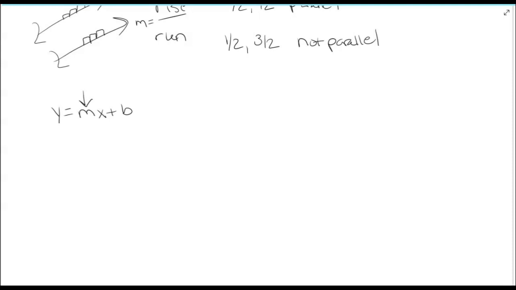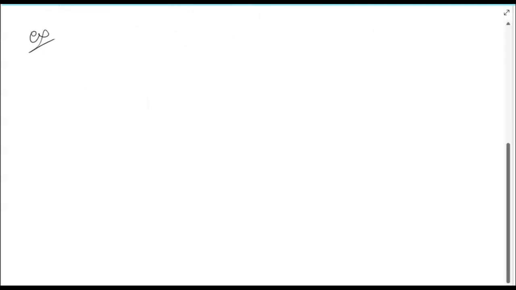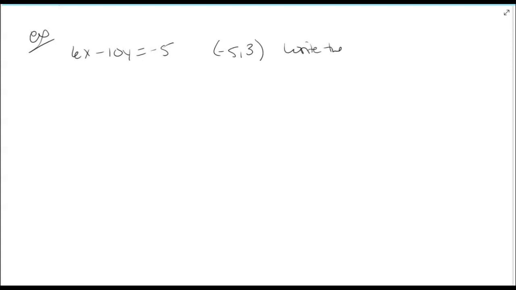All right, so we're going to put this all together for you when the directions are going to ask you to write an equation of the parallel line through a particular point given an equation. So let's say we have an equation 6x minus 10y equals -5. They give us the point -5, 3, and we are to write the equation parallel to the given line. All right, so there's several steps here that we need to go through.